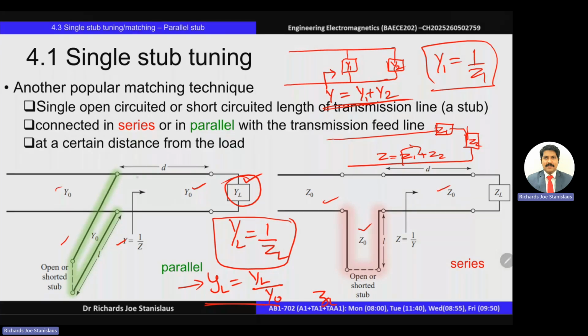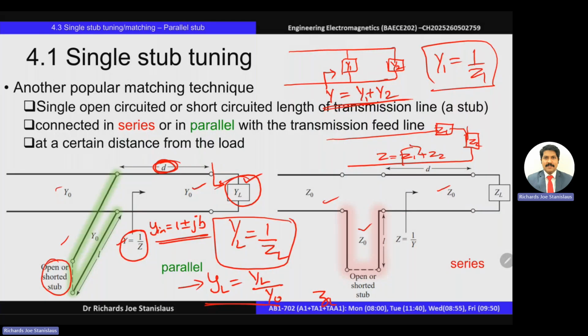So again, from the load location at a particular distance, you would find a point where the normalized admittance value would read 1 plus or minus jB. And what we would do is attach a stub. The input admittance seen at that point, at a distance of d from the load location, should be 1 plus or minus jB. We will try to find that along the VSWR circle, and at that point, we will attach a parallel stub.